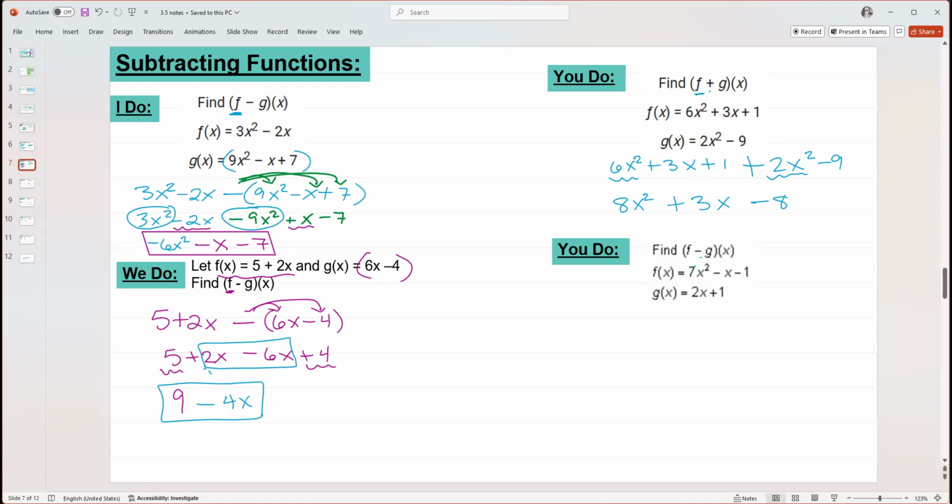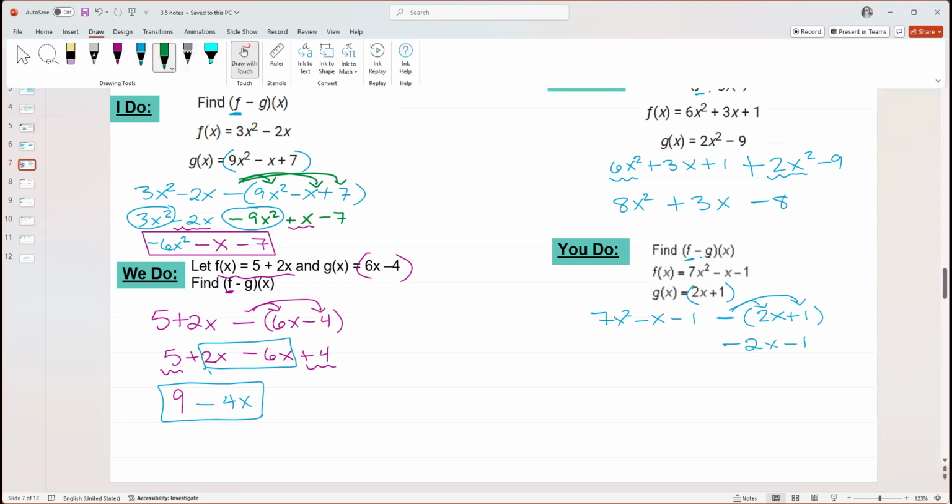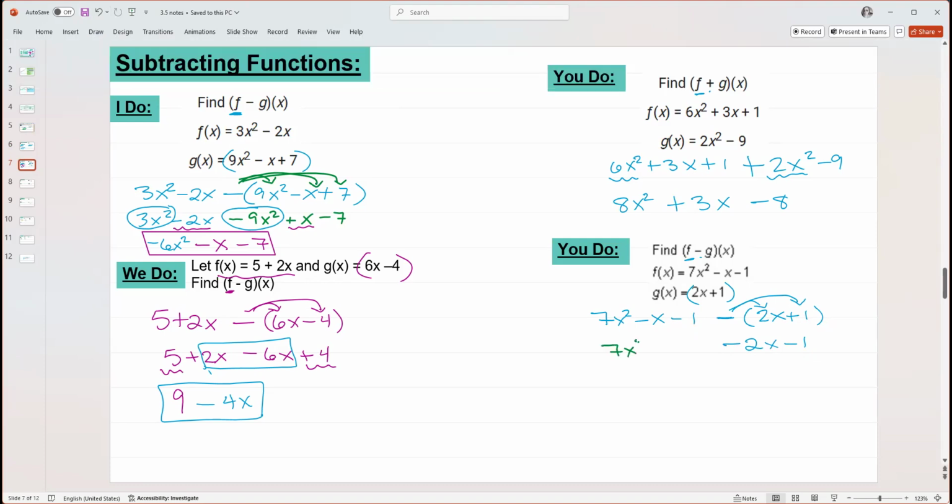Last you do minus. F goes first because it was written that way. Sometimes they'll switch it up and say, what's g minus f? And that's okay. So 7x squared minus x minus 1 minus parentheses. So we're subtracting g. 2x plus 1. Distribute the minus sign. So this is now minus 2x minus 1. And then just put the 7x squared minus x minus 1 up front.